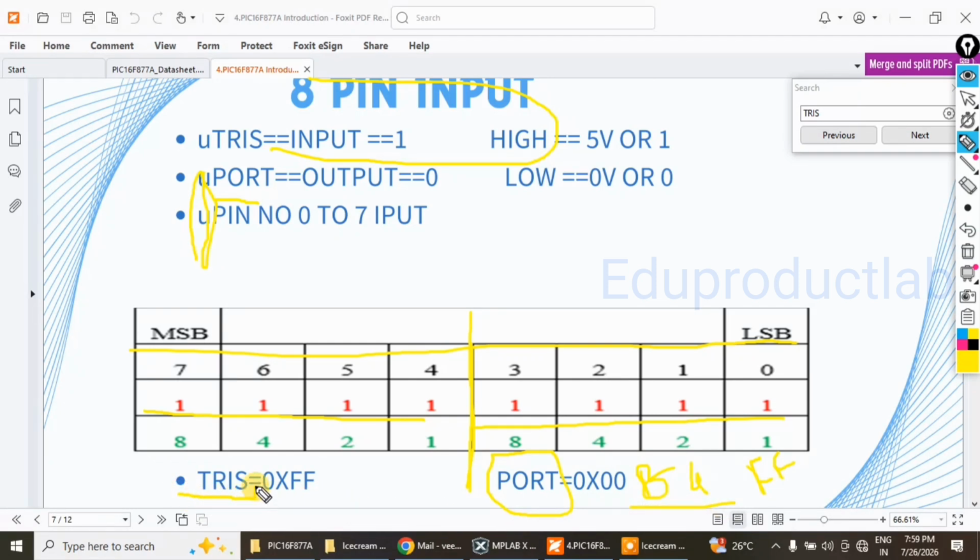TRIS means input direction, so you put 1 for input direction. I want to use all 8 pins as input. So the LSB bits, 4 pins are input, and the MSB, 4 pins are also input. Here the maximum value is 15, and the equivalent value of 15 is F.